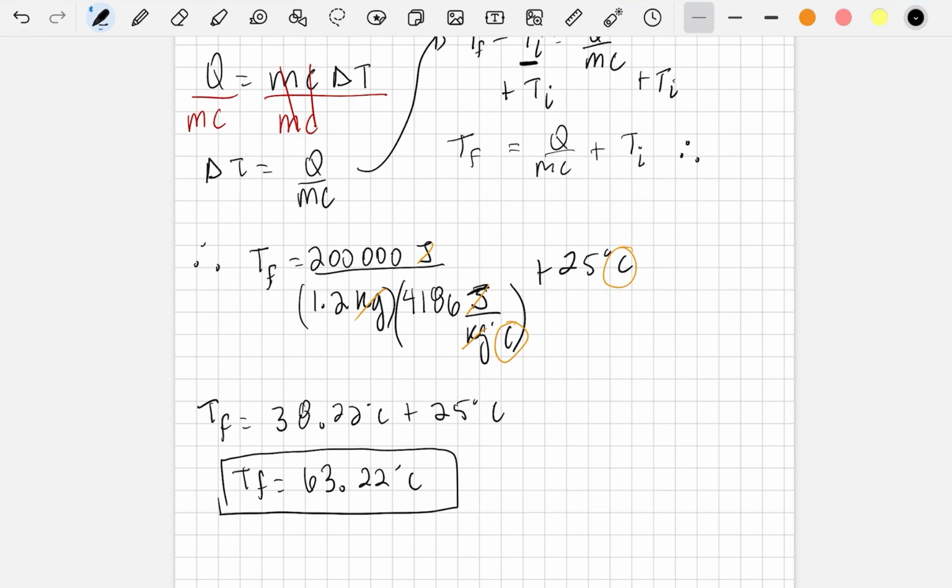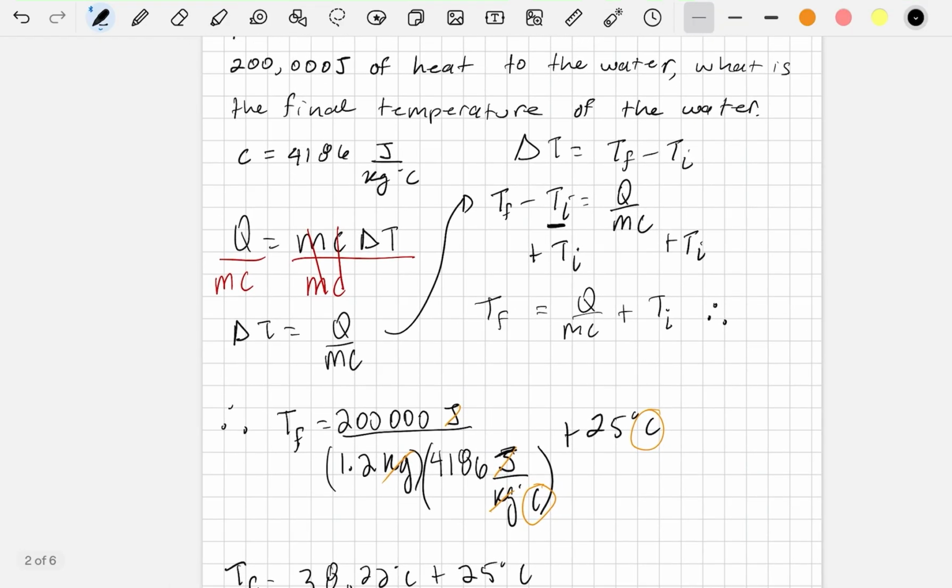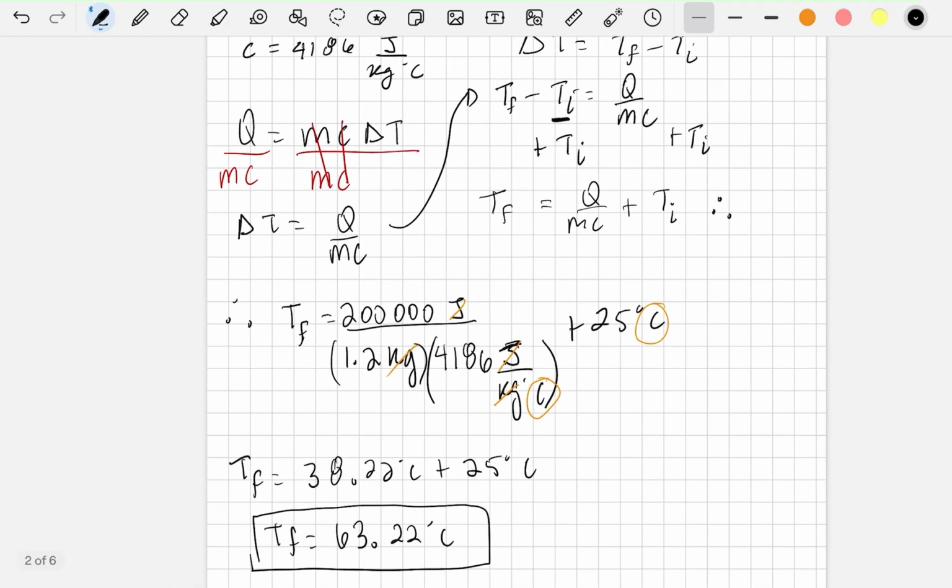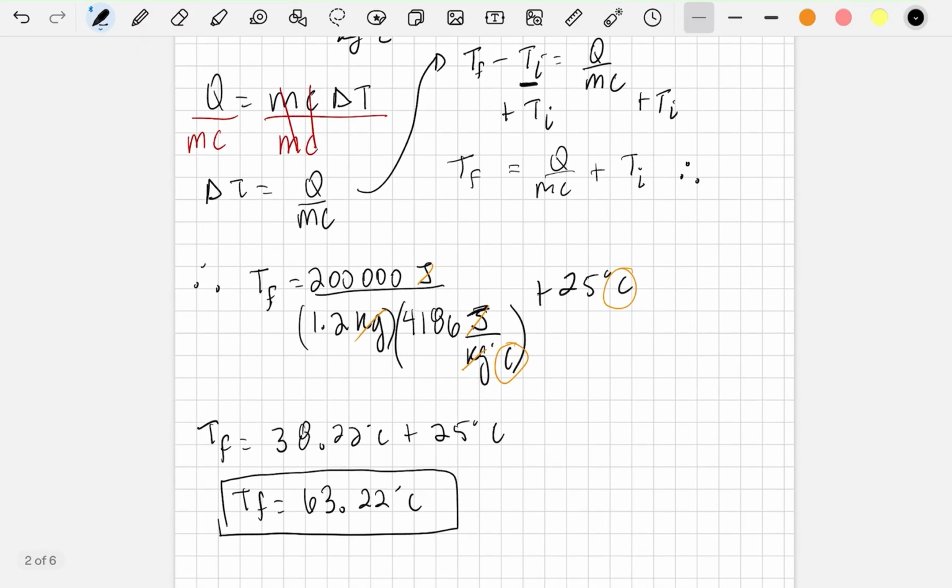Yeah, so that's this problem right here. The first portion was nothing but pure algebra. Hopefully this helps. I will be making another video.